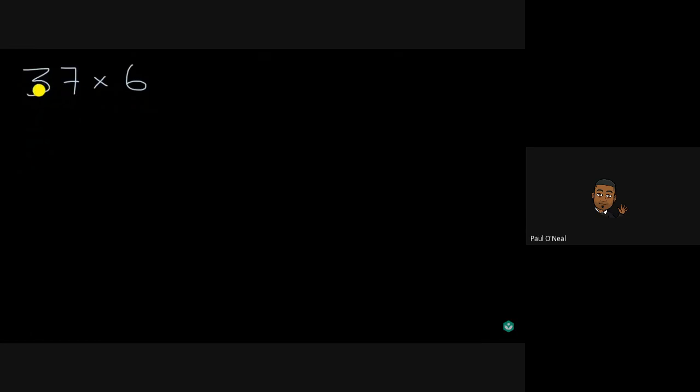One way to think about it is the different places. This 3 is in the tens place, so it represents 3 tens. And this 7 is in the ones place, so it represents 7 ones. So you can break up the 37 right over here as 3 tens, I'll write it like this, 3 tens plus, and I'll do this in yellow, 7 ones. And then we're going to multiply that times 6.